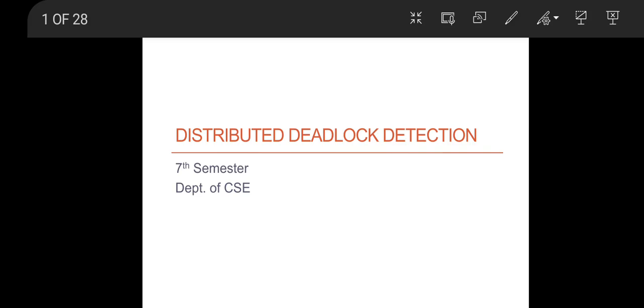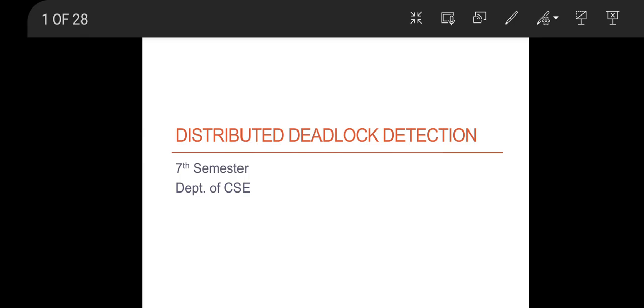Hello all. Our next chapter is distributed deadlock detection algorithm, and for this chapter you can refer to the book Distributed Operating Systems by P.K. Sinha. Now, deadlock is a condition wherein a set of processes in a distributed system is not able to proceed further or complete its execution because they need some resource which is being held by another process, and the same is true for all other processes.